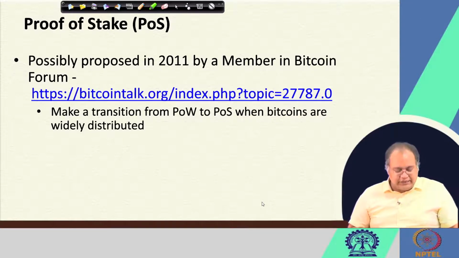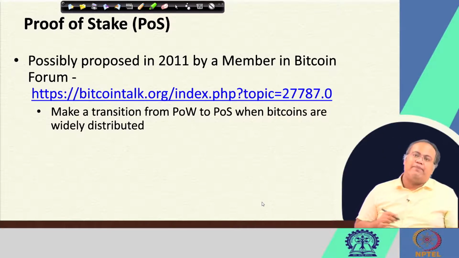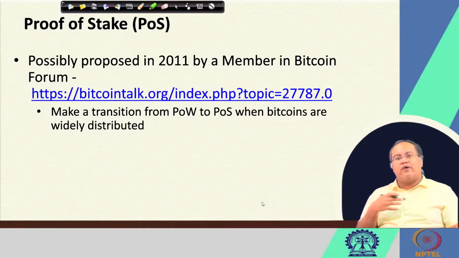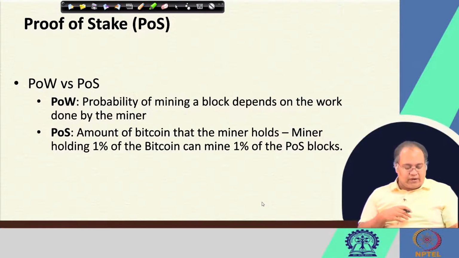So the idea says that you make a transition from proof of work to proof of stake when Bitcoins are widely distributed. It is for the Bitcoin network, and the idea is that initially you start with proof of work, and when you see that the Bitcoins generated as a reward from block mining are widely distributed across your Bitcoin network, you make the transition.